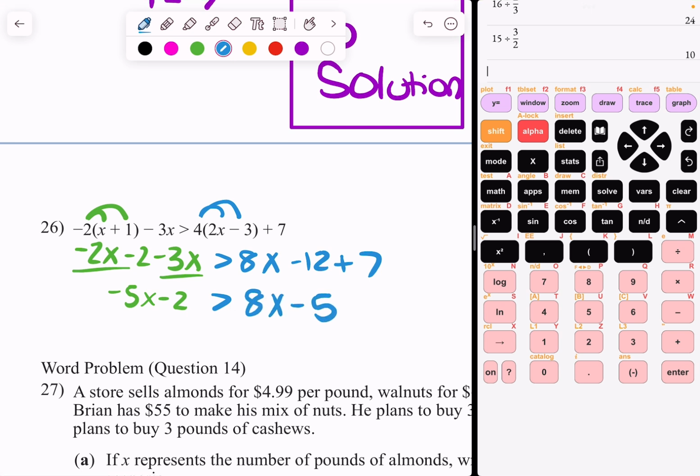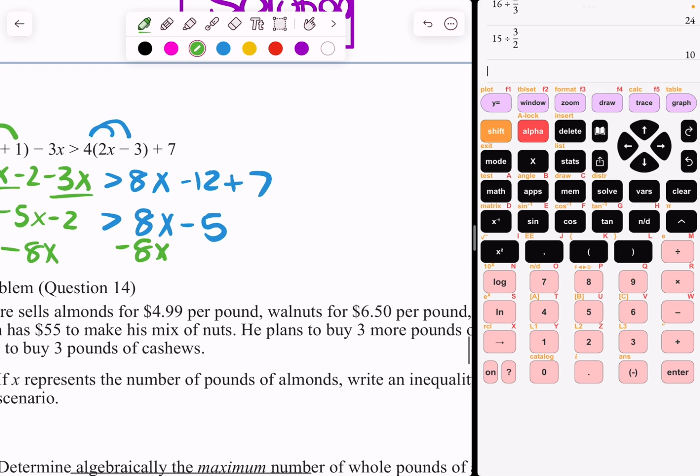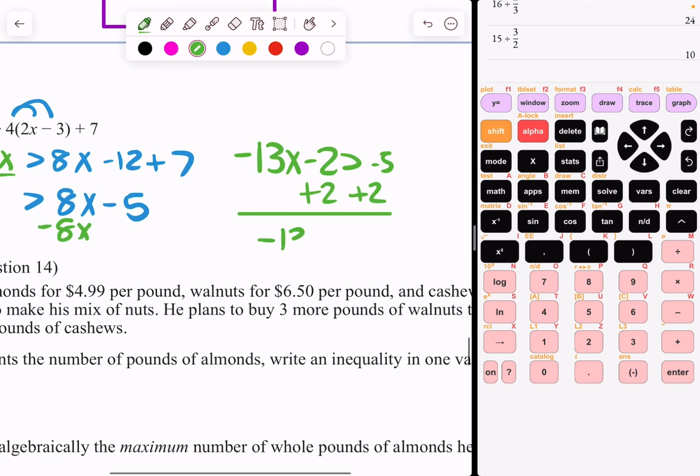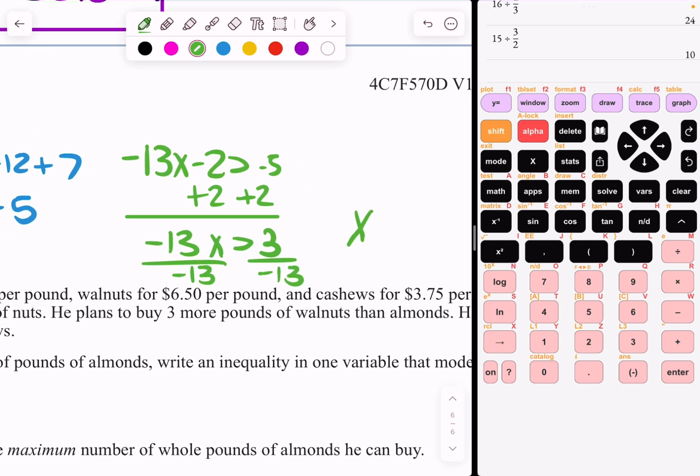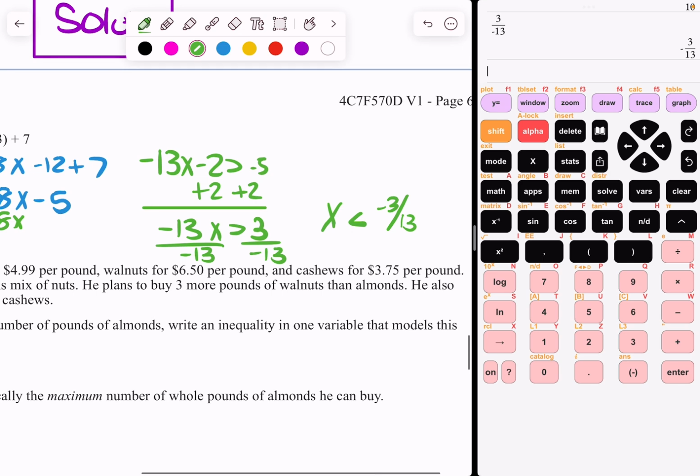I do not want my x's on both sides, so I'm going to subtract this 8x. I will get negative 13x minus 2 is greater than negative 5. Add 2 to both sides. I get negative 13x is greater than negative 5 plus 2, which is 3. Divide by negative 13. When you are dividing by a negative number, you need to flip your inequality symbol. 3 divided by negative 13 is just negative 3 over 13, sadly. No way to simplify that.